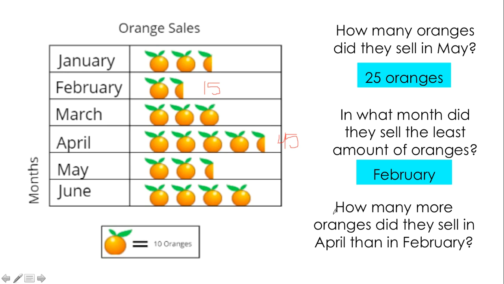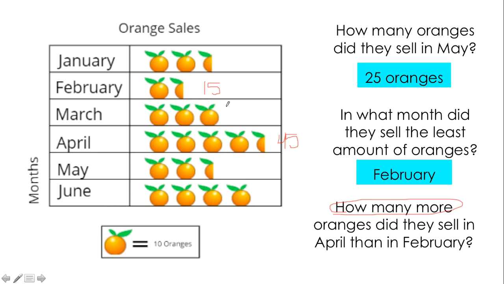My question is asking how many more oranges did they sell? In order to find this out, I'm looking for the difference. So that means if I'm looking for a difference, I can subtract to find my answer. So I could do 45 minus 15. I could draw out base 10 blocks, or I could use another method that I feel comfortable with.